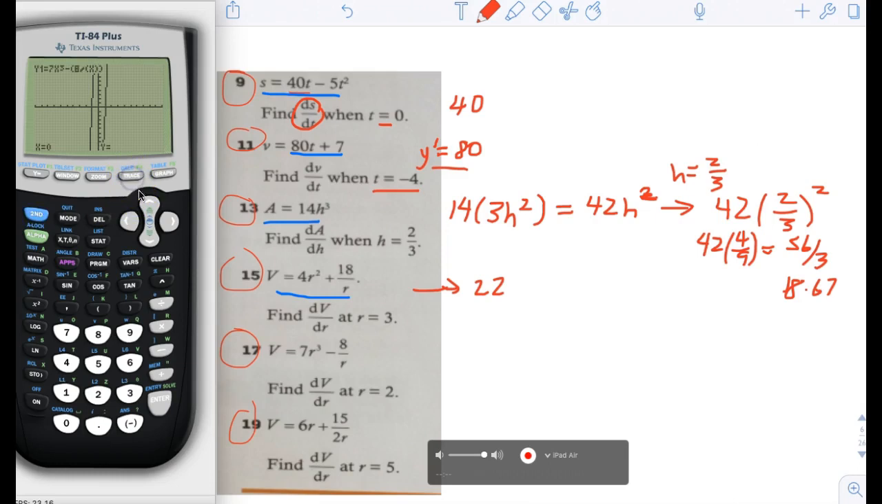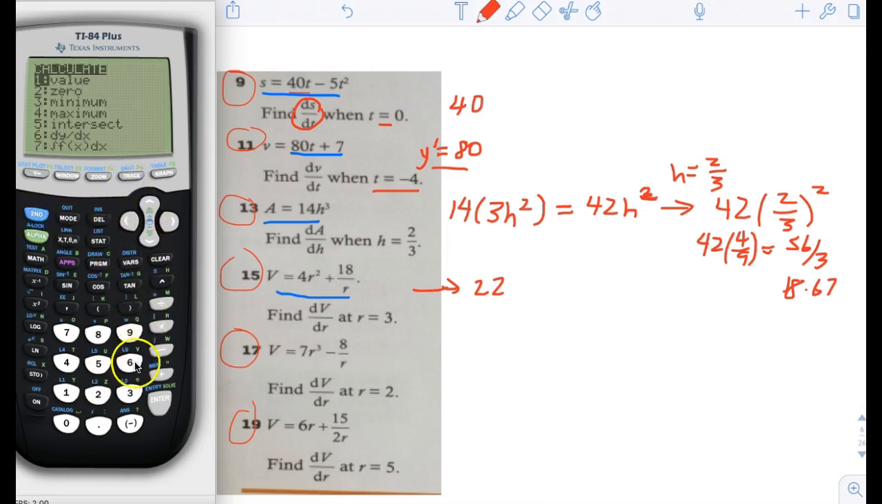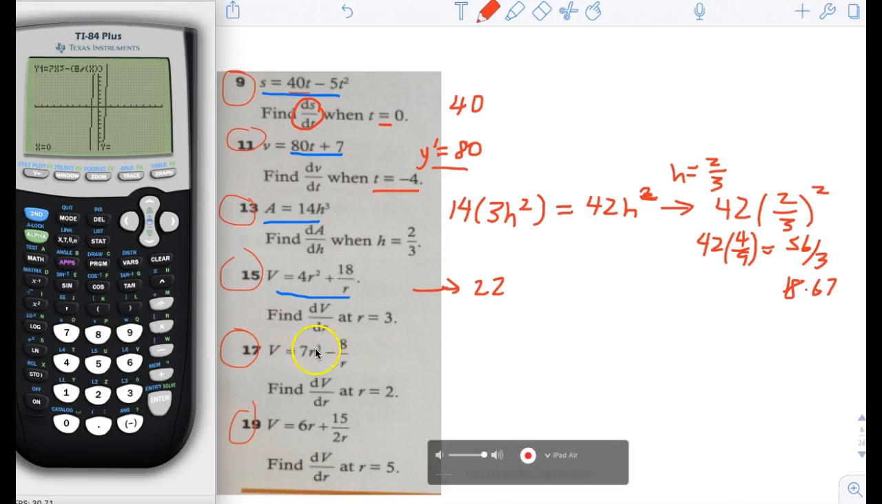Second calc, x equals 2. Oh, second calc derivative, which is number 6, and then we choose x equals 2. And the answer is 86.